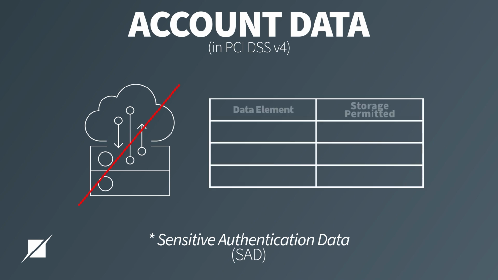You have your full track data, or track data. That's typically only found in card present transactions. That's going to be track being information on the magnetic strip or track equivalent data in the chip.